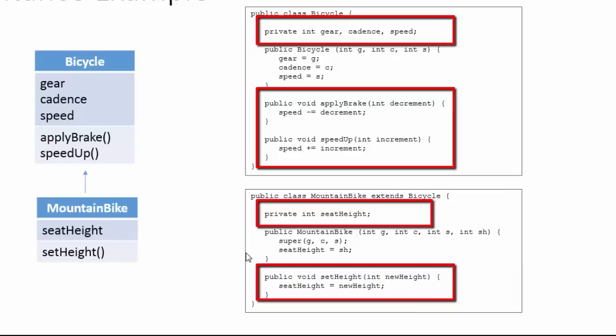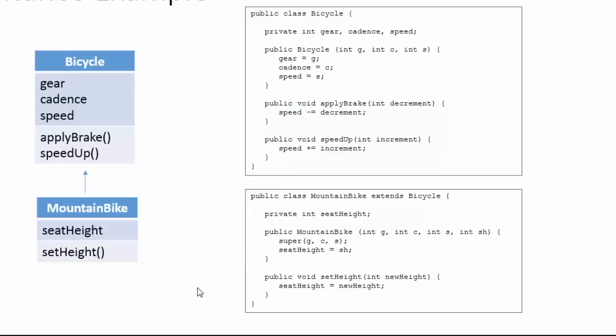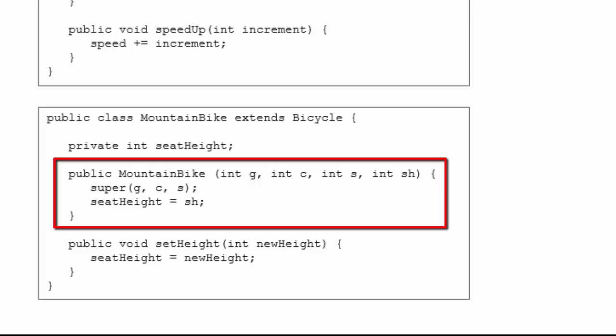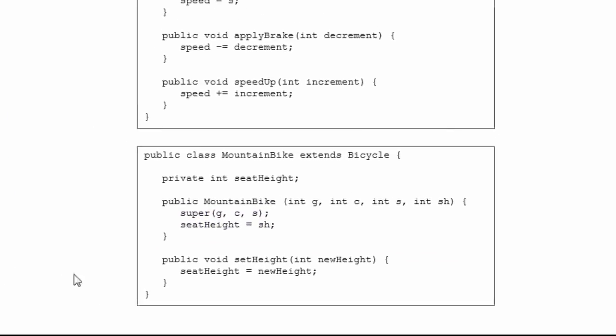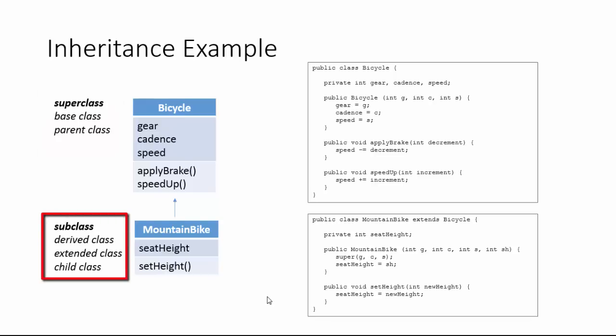This would be especially valuable if the methods in the Bicycle class were complex and had taken a lot of time to debug. Since derived classes do not inherit a superclass's constructor, when we create a MountainBike object, we will call the Bicycle constructor using the keyword super to initialize the gear, cadence, and speed variables, and then set our seat height. In this example, Bicycle is the superclass, also known as the base class or parent class. MountainBike is the subclass, also known as the derived class, extended class, or child class.